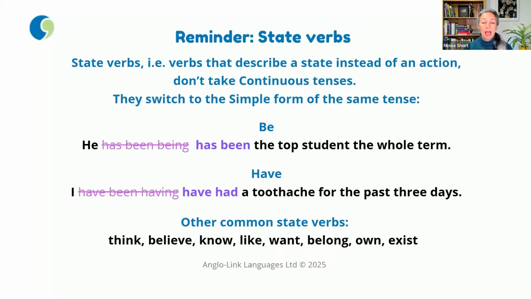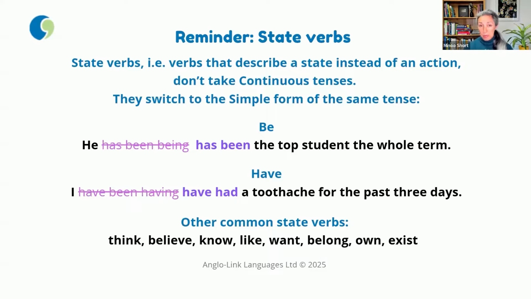So we can't say he has been being the top student the whole term. So we said he has been the top student for the whole term. You see the present perfect simple now in this context. Or with the verb have, we can't say I have been having a toothache for the past 3 days. Have been having switches to I have had. Present perfect continuous switches to present perfect because have is a state verb. And we saw some other common state verbs: think, believe, know, like, want, belong, own, and exist.